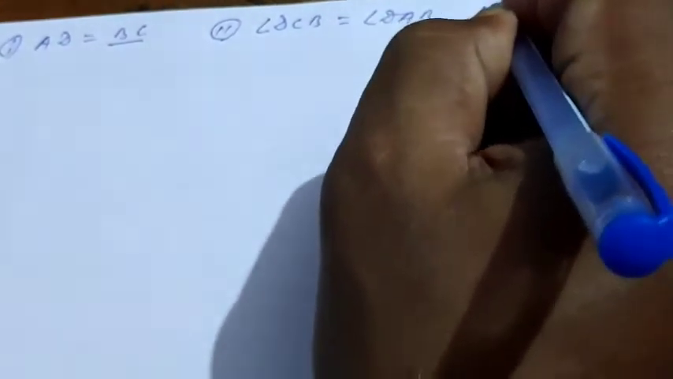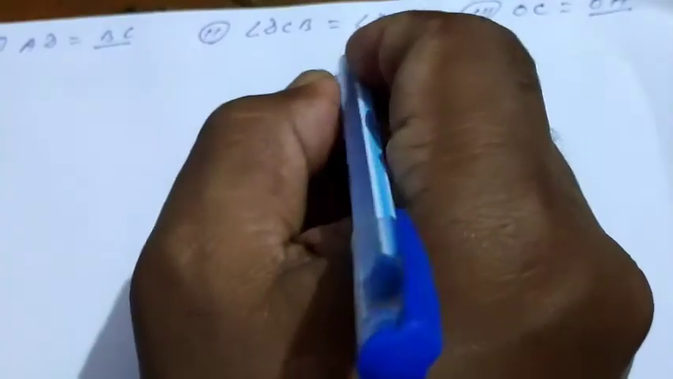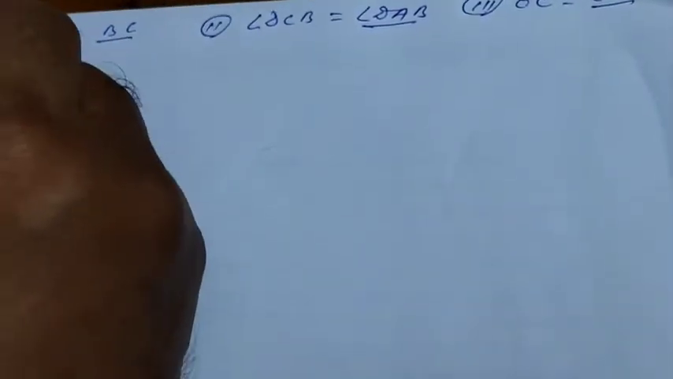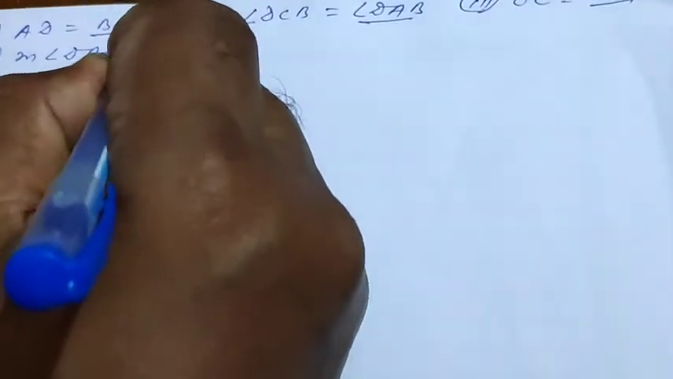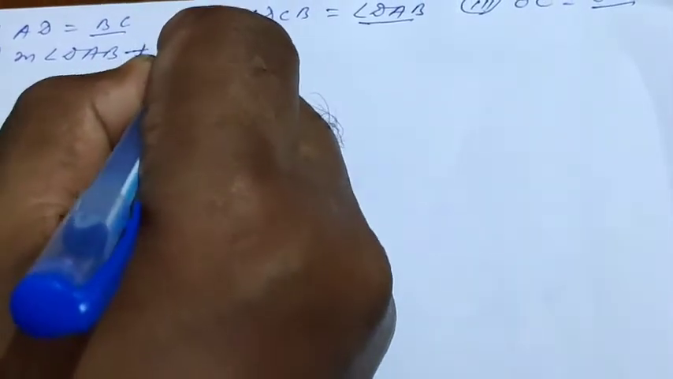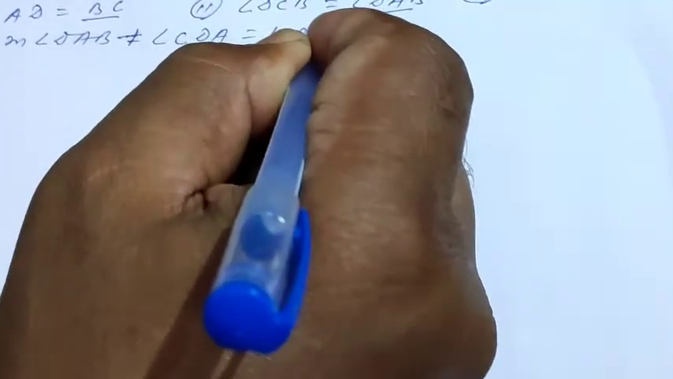And third, OC equal to OA. And fourth, measure of angle DAB plus measure of angle CDA is equal to 180 degree.